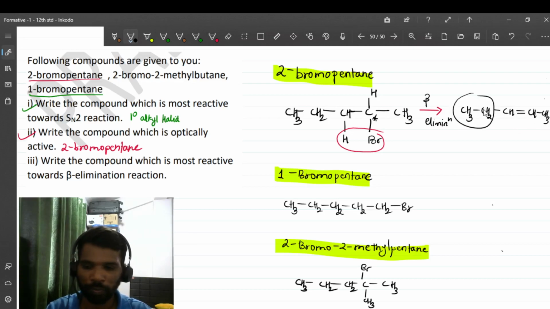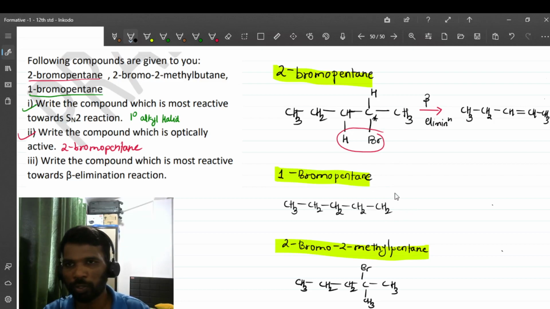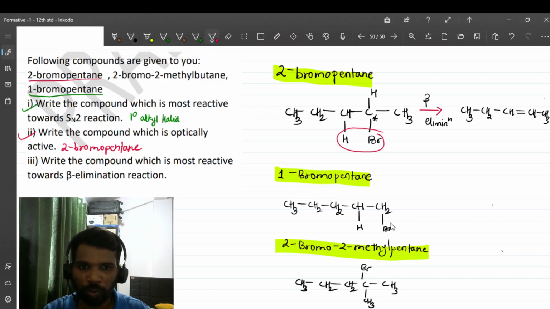Two alkyl groups, okay, we'll discuss this later. Here, one hydrogen and one Br we are removing. So which hydrogen and which Br are we removing? We are removing this. This structure is written this way. This is H and this is Br. So we are going to remove this in a beta elimination.